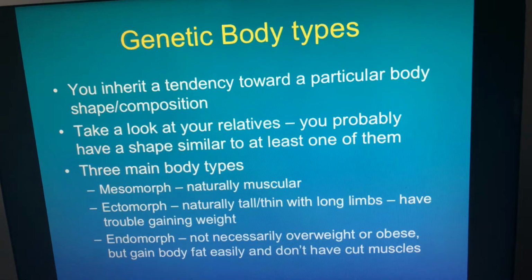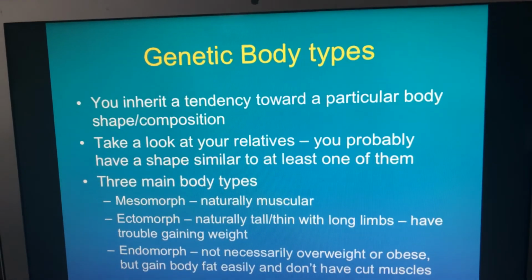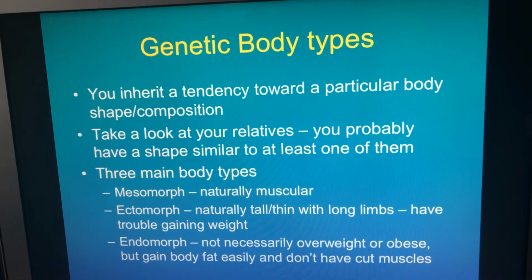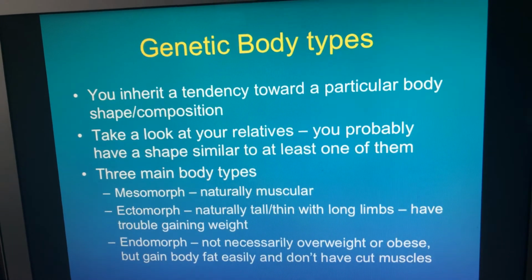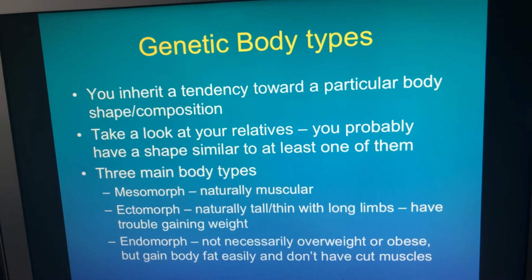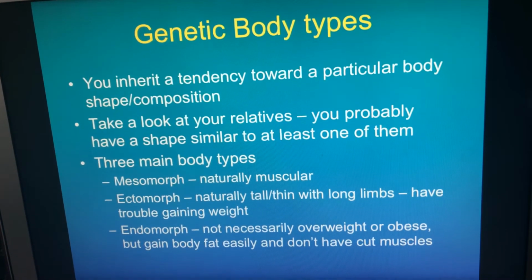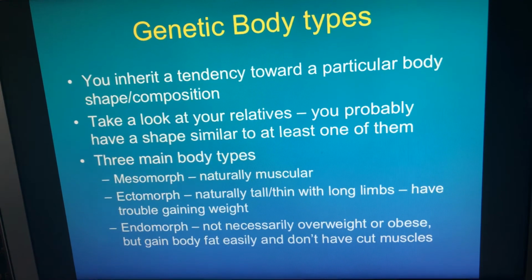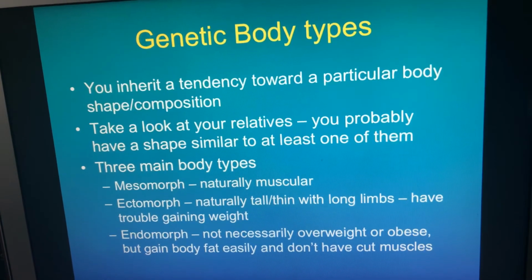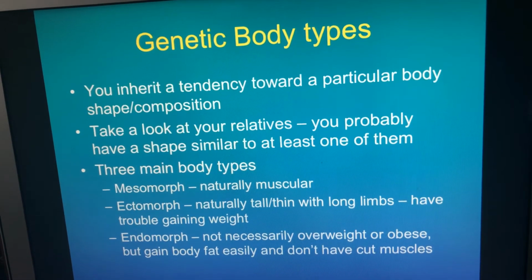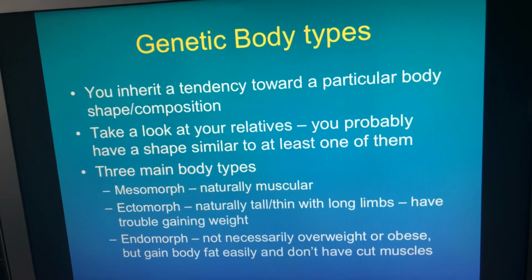Now, there are genetic body types. If you look at your relatives, there's probably somebody whose body type you share. So you do inherit a tendency for a particular body shape and composition. Okay. So the three main types of bodies are the mesomorph, who are naturally muscular. They tend to put on muscle pretty easily.